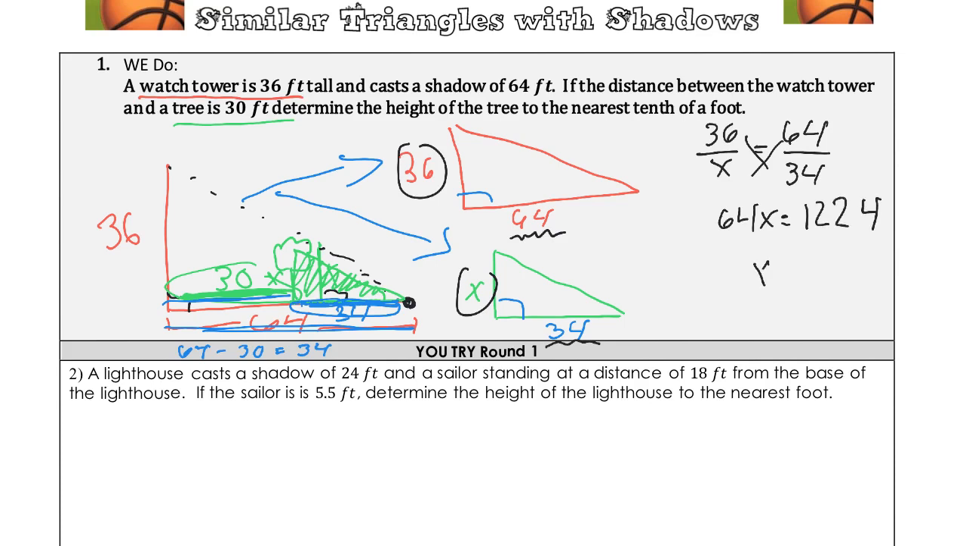Now I got to solve for x. I'm going to divide both sides by 64. So divided by 64 is 19.125. They said to the nearest tenth. So that's 19 point, round to this place. I look 1 to the right. It's a 2, so I keep it as 0.1 feet. So that is the height of my tree.